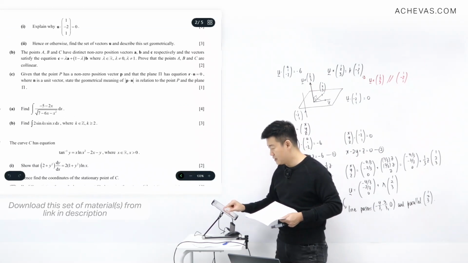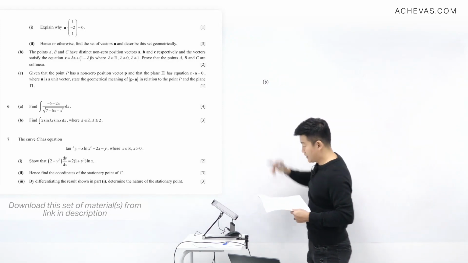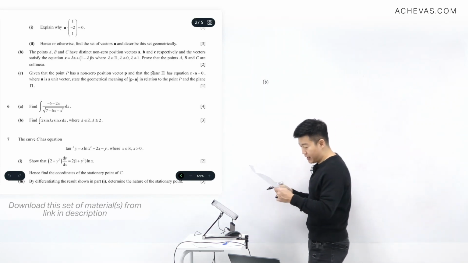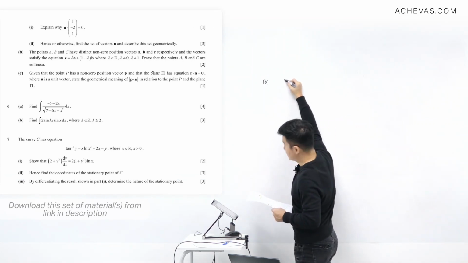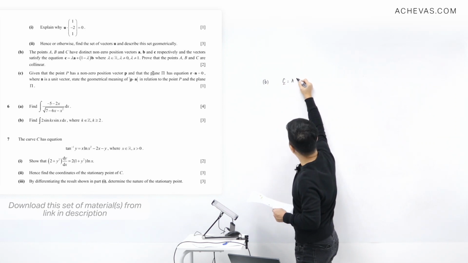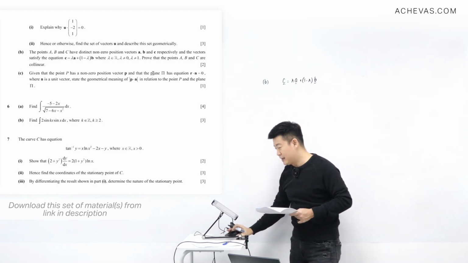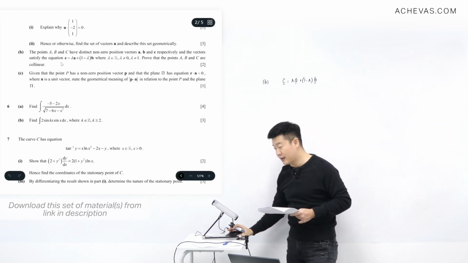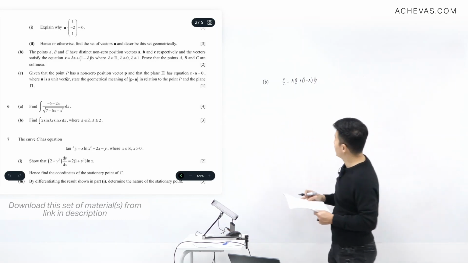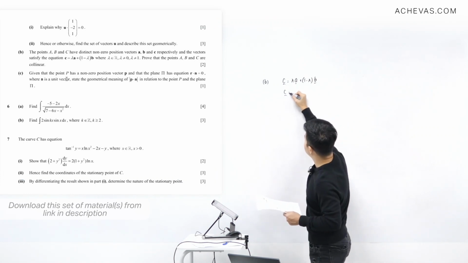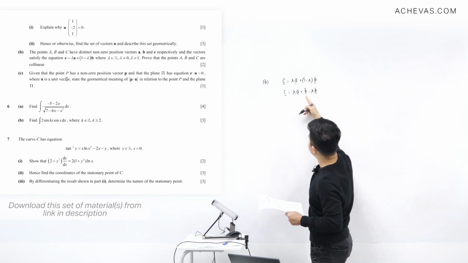Okay, B, we have this. In part B, we are supposed to try to prove that A, B, C are collinear when I am given this piece of information, which is C is equal to lambda A plus 1 minus lambda B, where A, B, C are position vectors of points A, B, C respectively. What I'm going to do is try to regroup this a little bit, okay? So C here is going to be equal to lambda A plus B minus lambda B. If I were to shift this over to the left-hand side, we have C minus B.